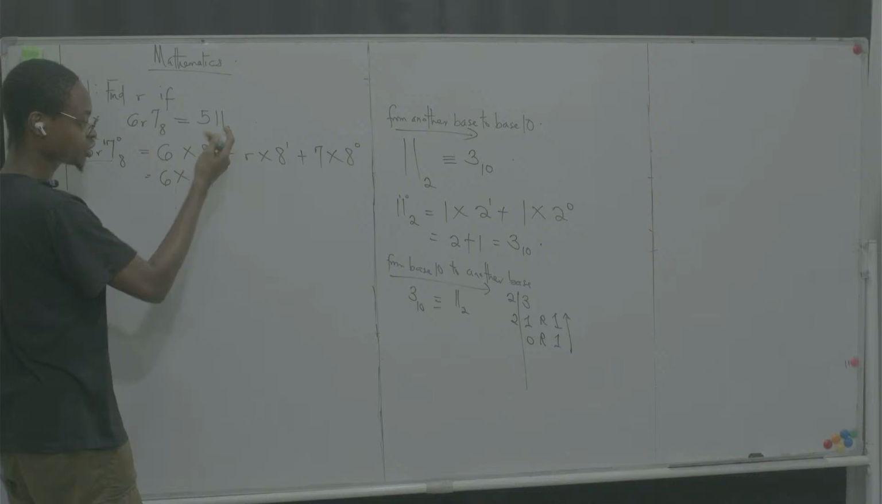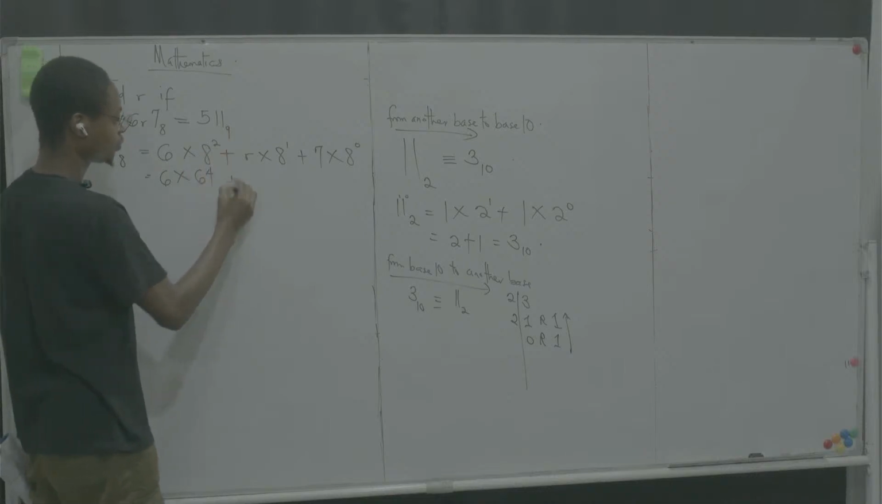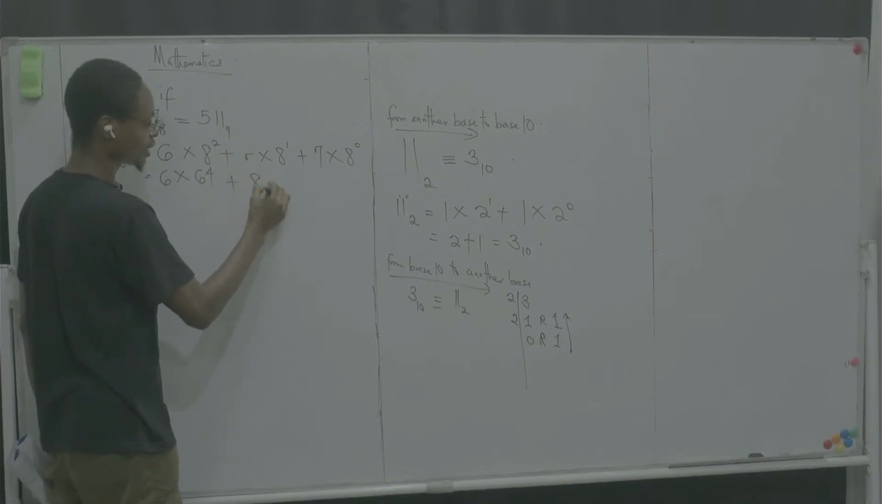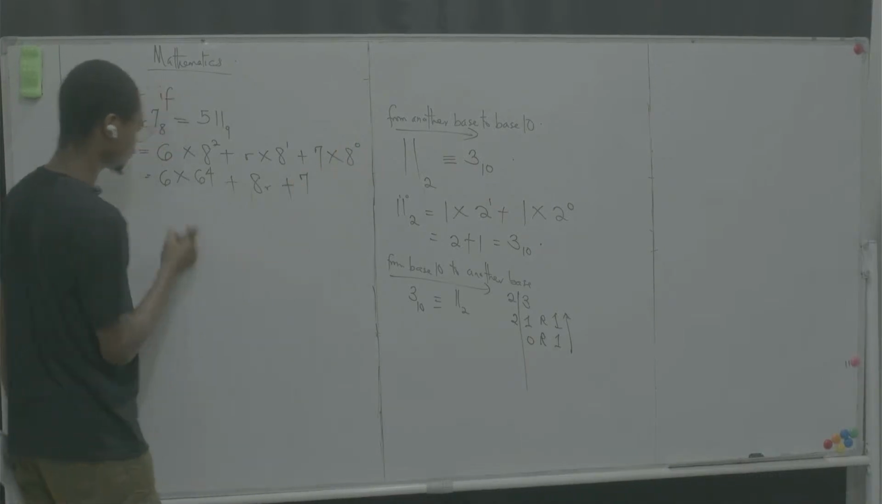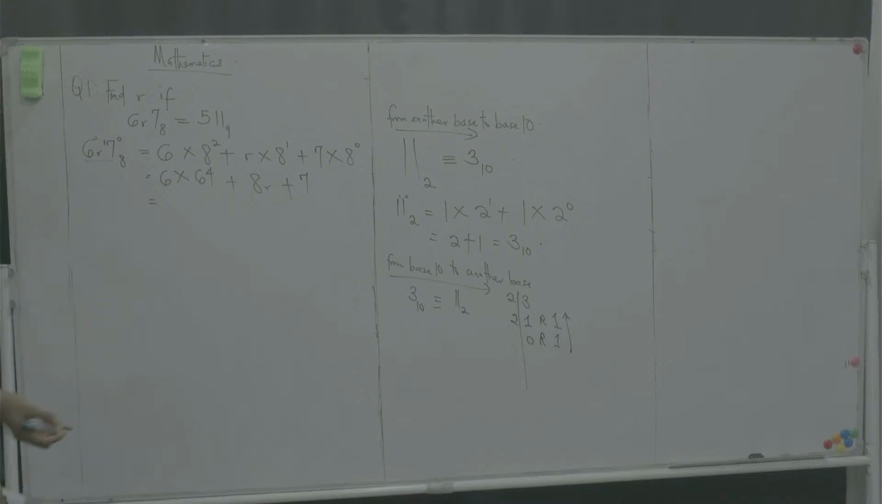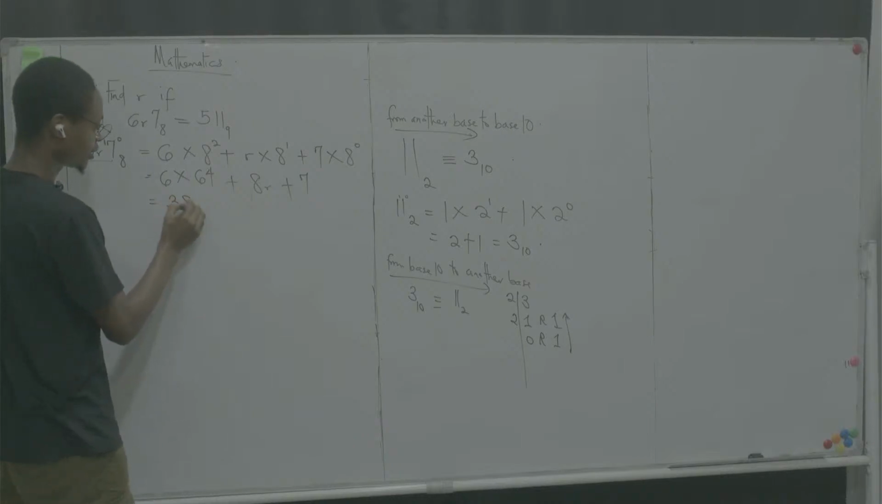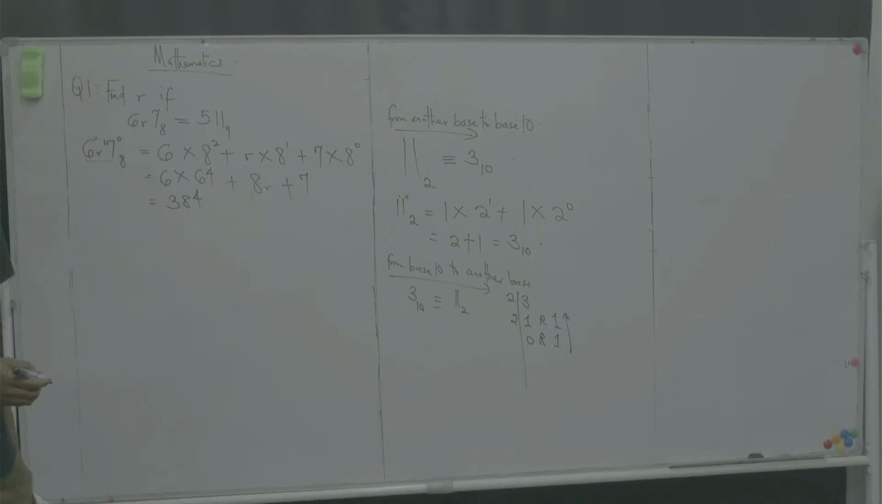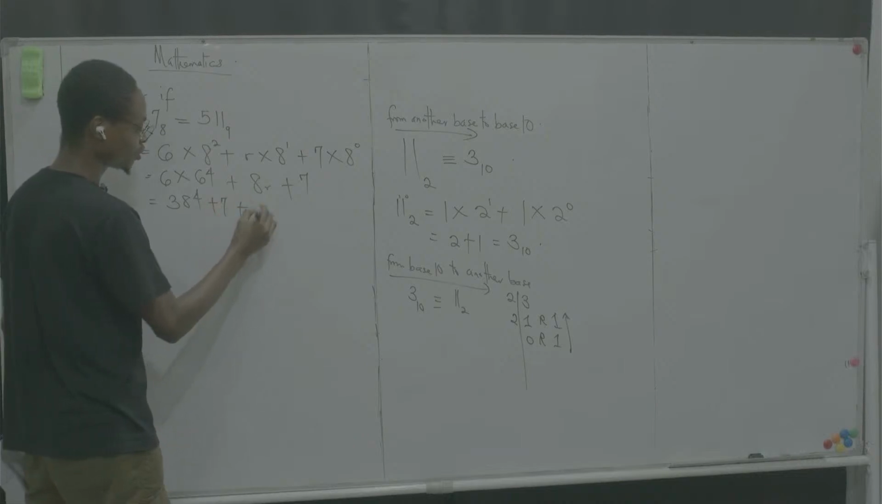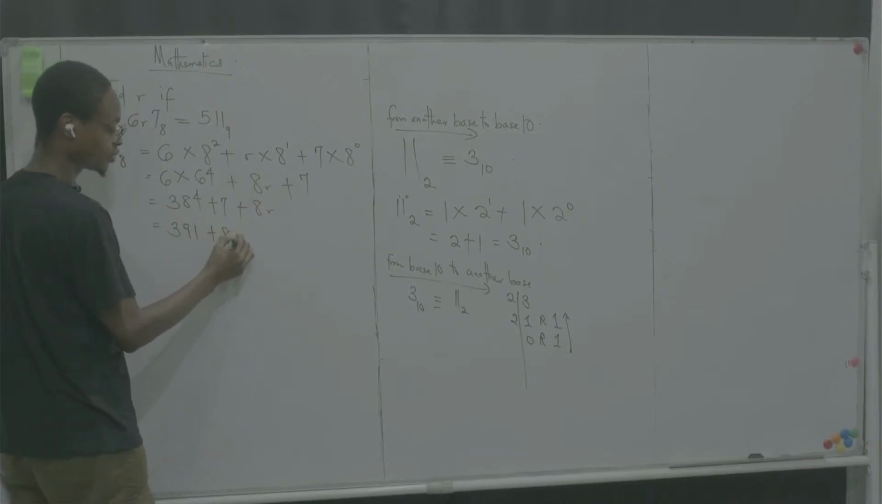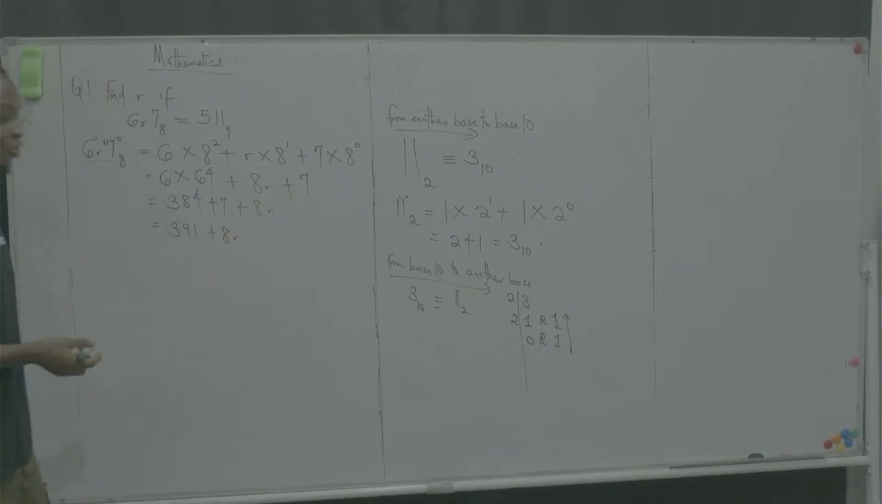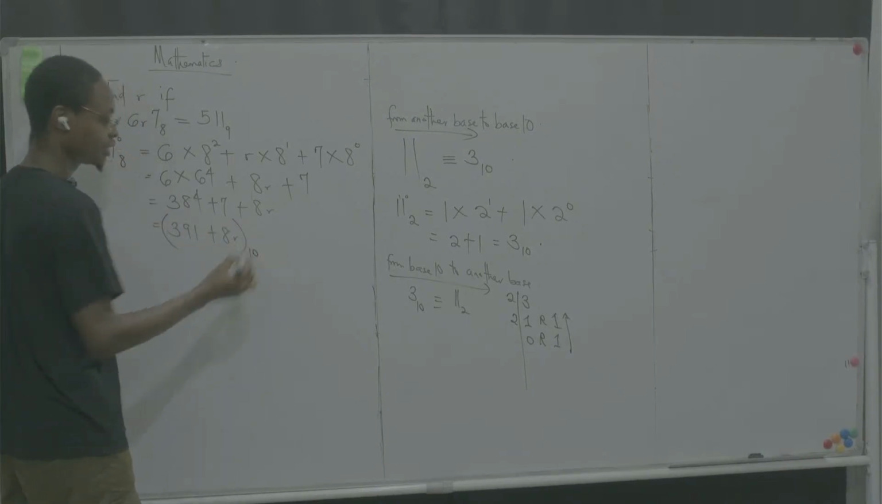And then 8 raised to power 2 is 64, yeah? Plus r times 8, that's 8r, plus 8 raised to power 0 is 1, right? 7 times 1 remains 7. Now 6 times 64, what do you have? 6 times 4 is 24, right? 6 times 6 is 36, plus 2, that's 384. Are we good? And then plus 7 plus 8r. So this is going to give you 391 plus 8r, right? Don't forget that all of this now is in base 10.